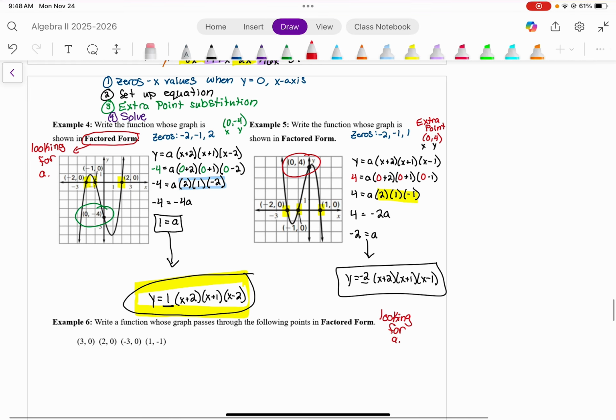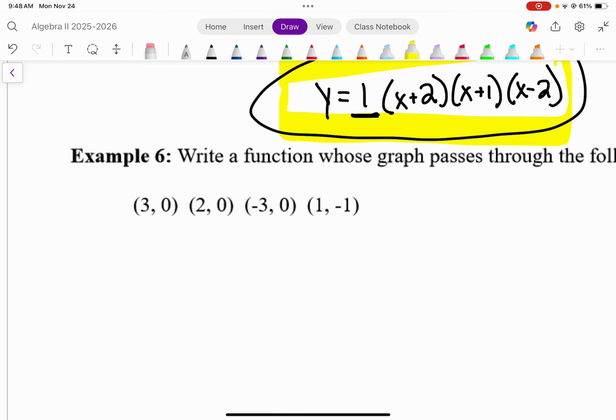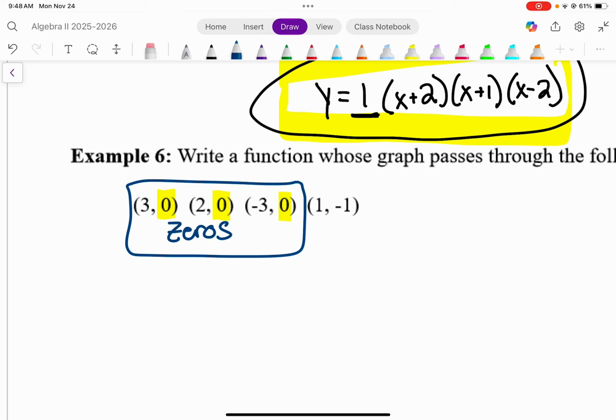Remember, the zeros are the x values when y equals 0. So in these first 3 points, y equaled 0. So this is going to tell us what our zeros are. Then this last one, y is not 0, so this one is our extra point.